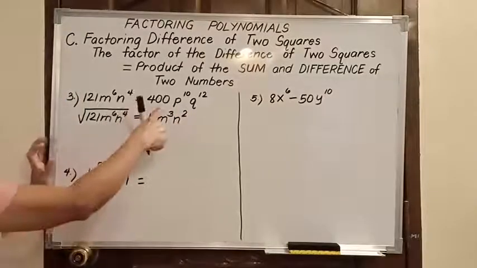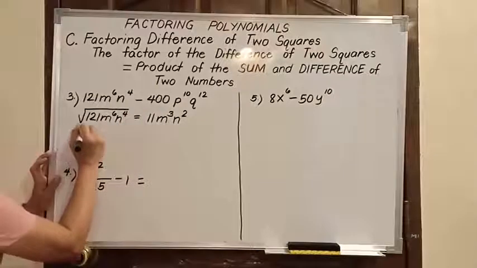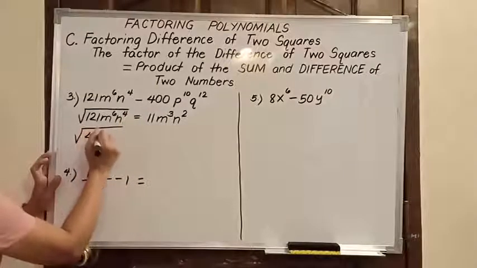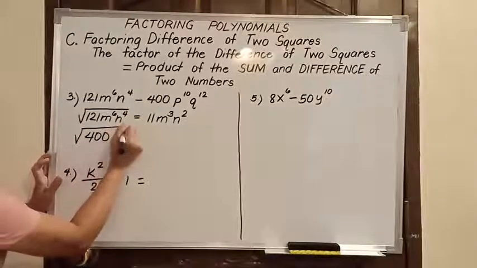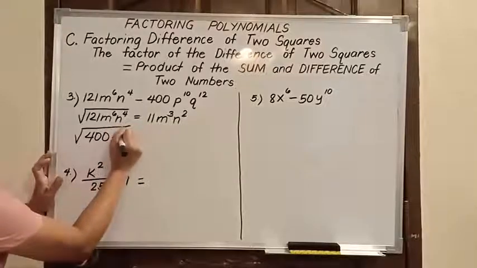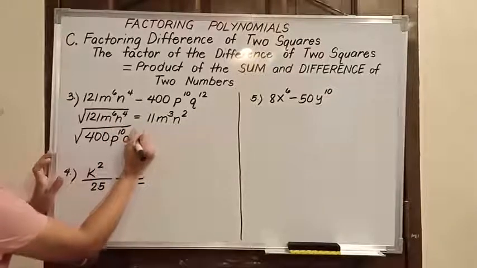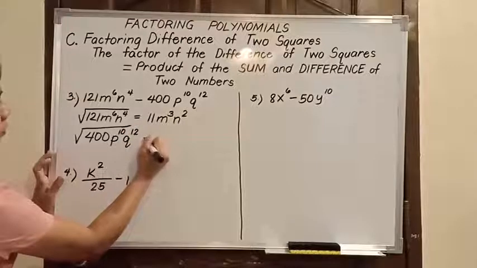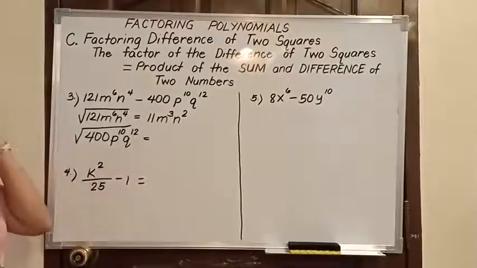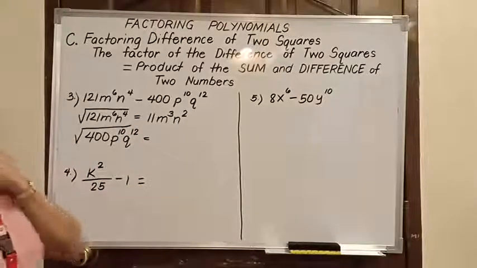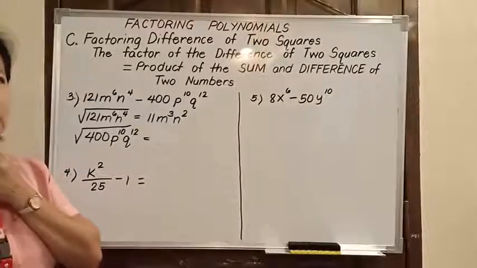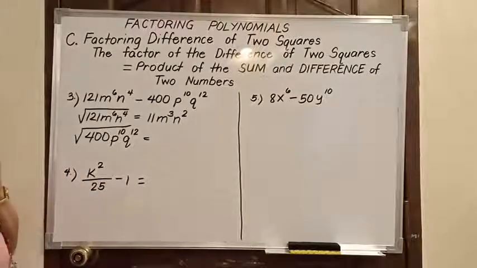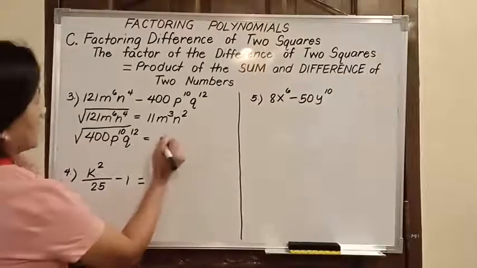Next, the second term is also a perfect square, 400 p to the 10th power and q to the 12th power. What is the square root of 400? It is the number that when you multiply it by itself, you will get 400. What is that number? It is 20.